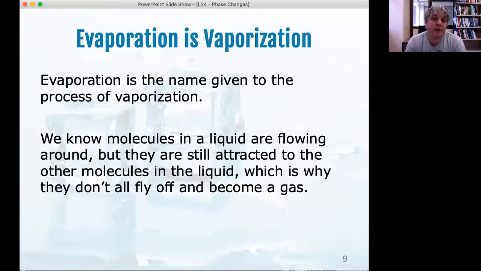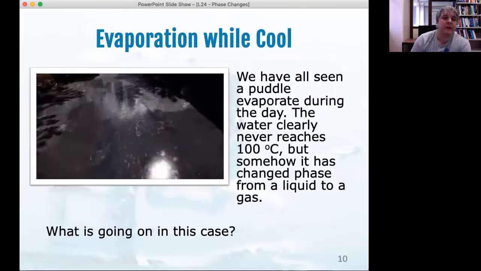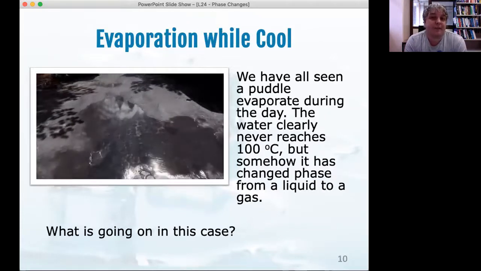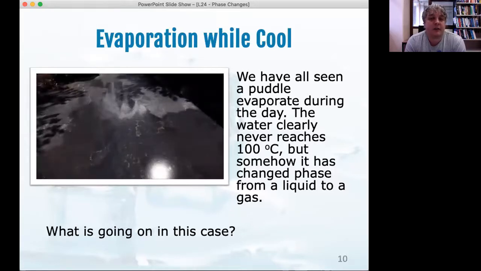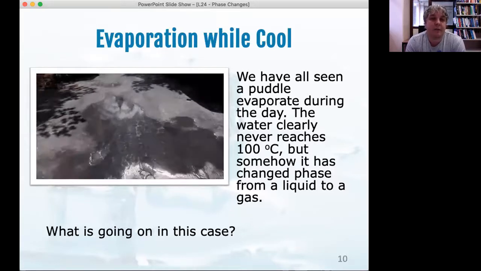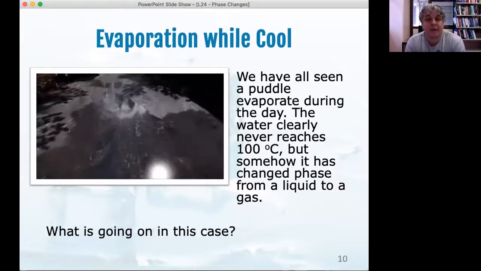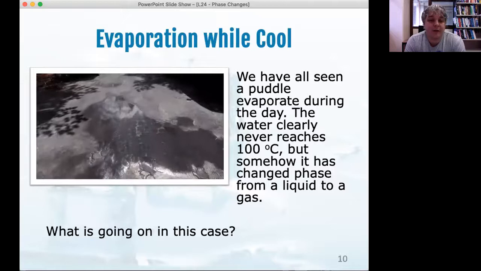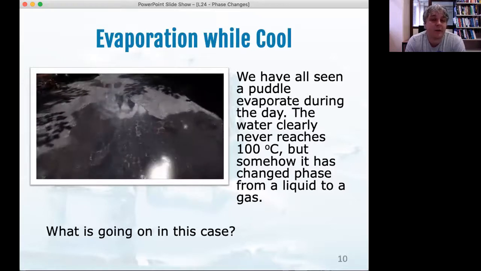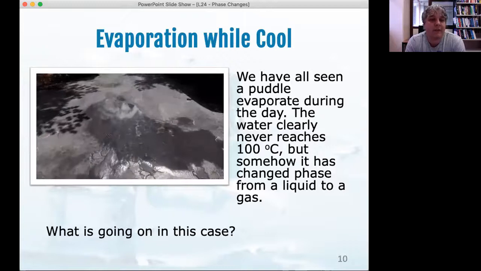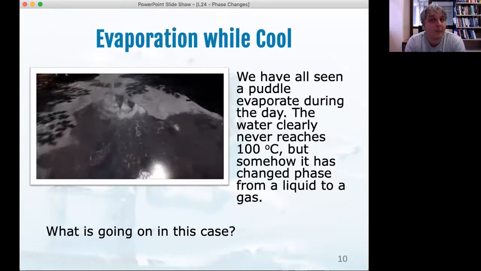In everyday language, evaporation generally refers to vaporization occurring when the ambient temperature, the atmospheric temperature, is not at the boiling point of the substance. But evaporation as a term in science just means the same thing as vaporization. And so we've seen that. We've seen puddles that evaporate during the day. The sun's shining on them, even though the air temperature is still well below 100 degrees Celsius, thankfully. The water in the puddle will evaporate. It somehow manages to change phase from a liquid to a gas. So what's going on? How can we have this change in phase even though we're not at the boiling point for water?